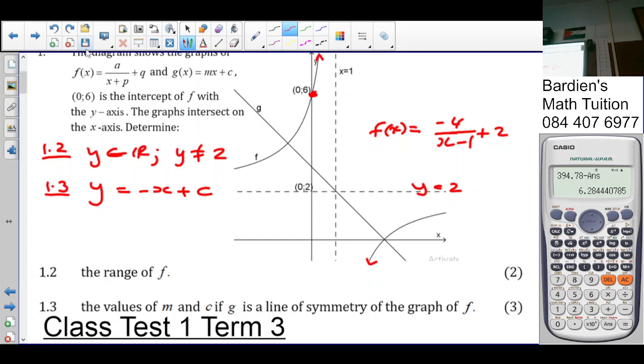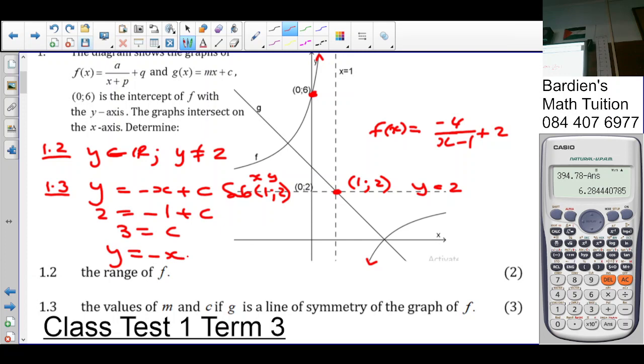To solve for c, I must substitute this point of 1 and 2. Substitute 1 and 2, it's lying on that graph. That's an x and a y. So what do we have? y is equal to minus x. y is 2. So 2 is equal to minus 1 plus c. So c is 3. So y is equal to minus x plus 3. So that is your c value. And your m value is minus 1. That is the other value we're looking for. Yes?